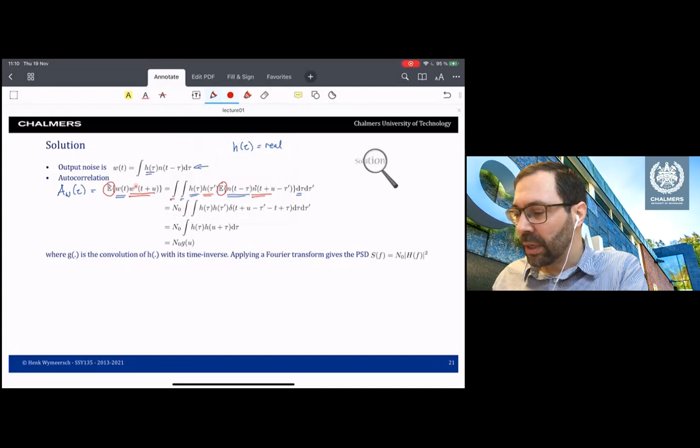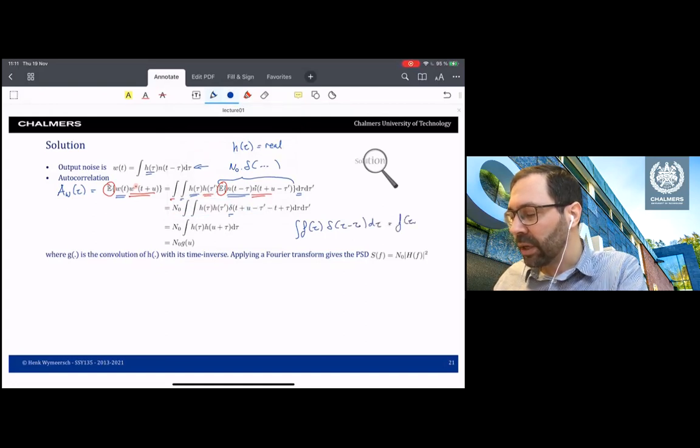Now we know that the noise is white Gaussian, so this means that this is N0 times a delta function, where the delta function is given here. And now we make use of the property of the delta function. Recall that the integral of f of tau times delta of tau minus tau 0 d tau is f of tau 0. This will give us this expression. And then we can see that this is actually the convolution of the filter with its time inverse, and we just call this another filter g of u.